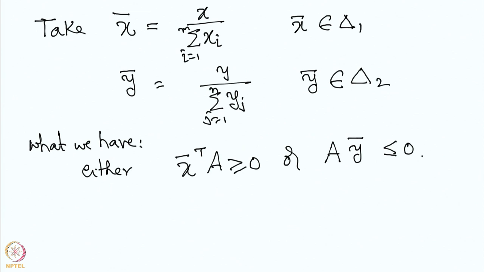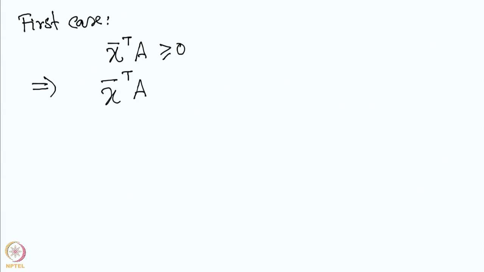Now the first case means, so recall the first case is x bar transpose A greater than or equal to 0. This implies x bar transpose A y is greater than or equal to 0 for all y in delta n.